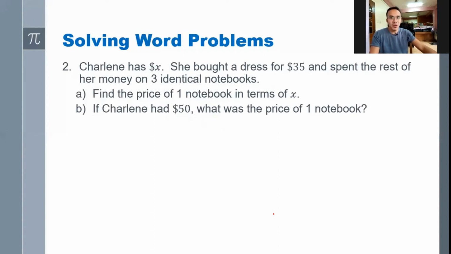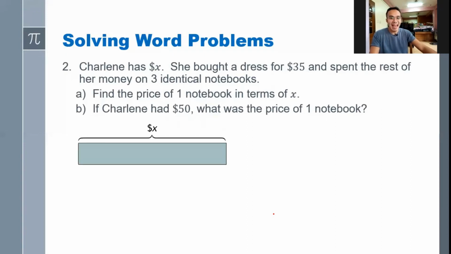Okay, the problem says that Charlene has x dollars. She bought a dress for $35. So the question here is, where is $35 coming from? You should be able to recognize that the $35 is coming from x dollars. In other words, we're going to take away $35 from x. So the model now becomes like this.